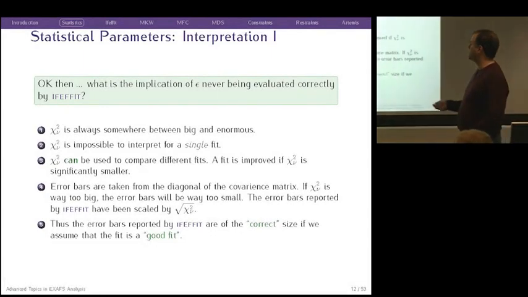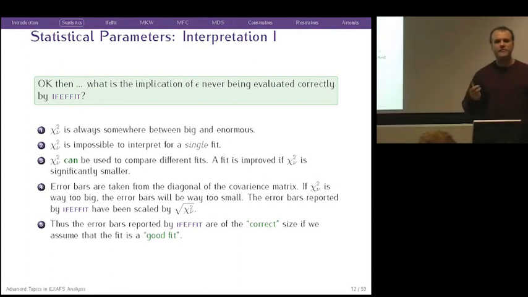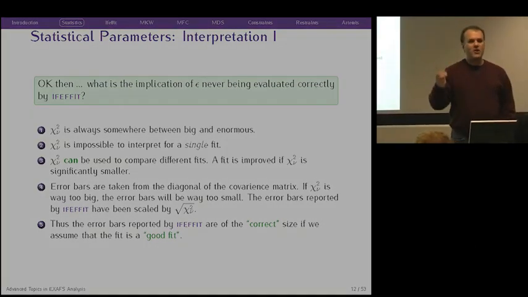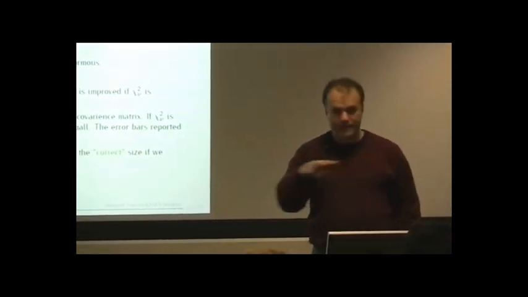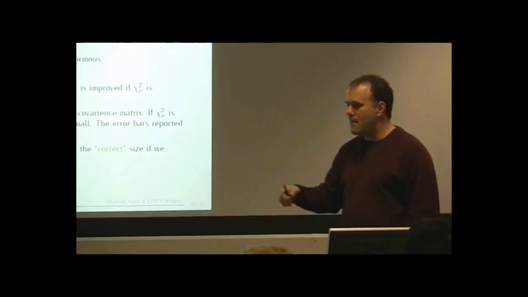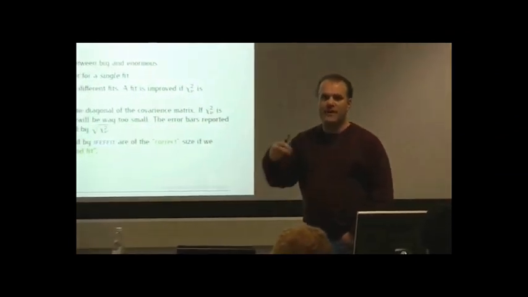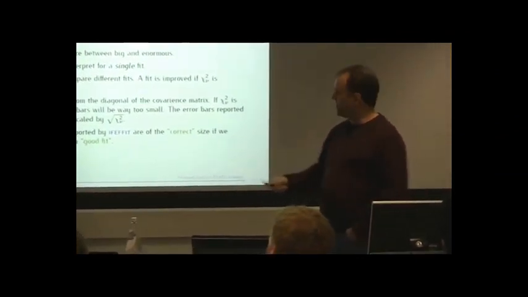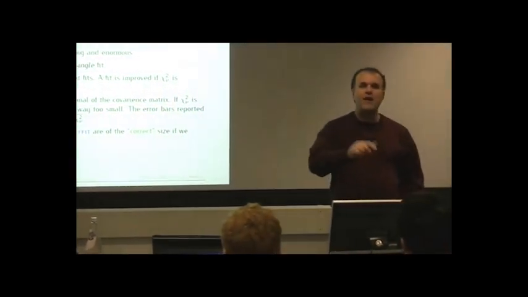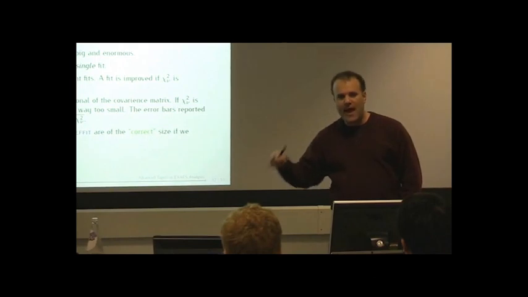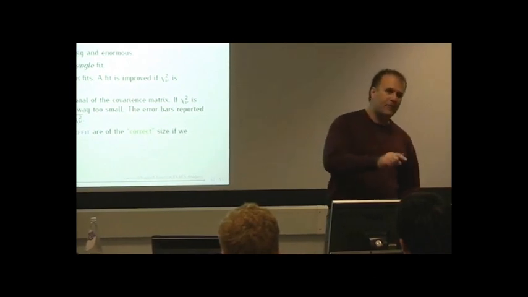So what we do is we assume that the fit that you make is a good fit. Right? That's not to say that it is a good fit. That's something that, as we'll talk about, you have to determine when you're running the fit. But IFEFIT assumes that every fit is a good fit and simply rescales the error bars to the size they would have been had you evaluated epsilon correctly.